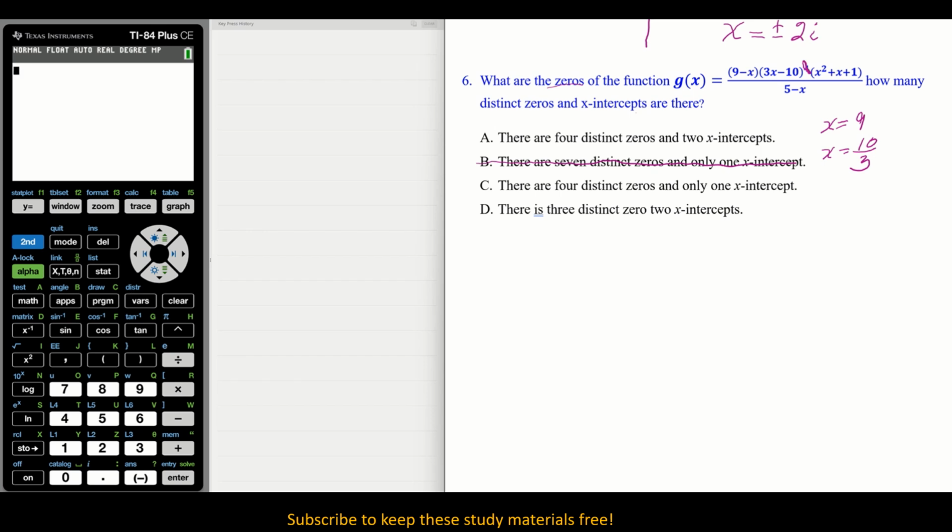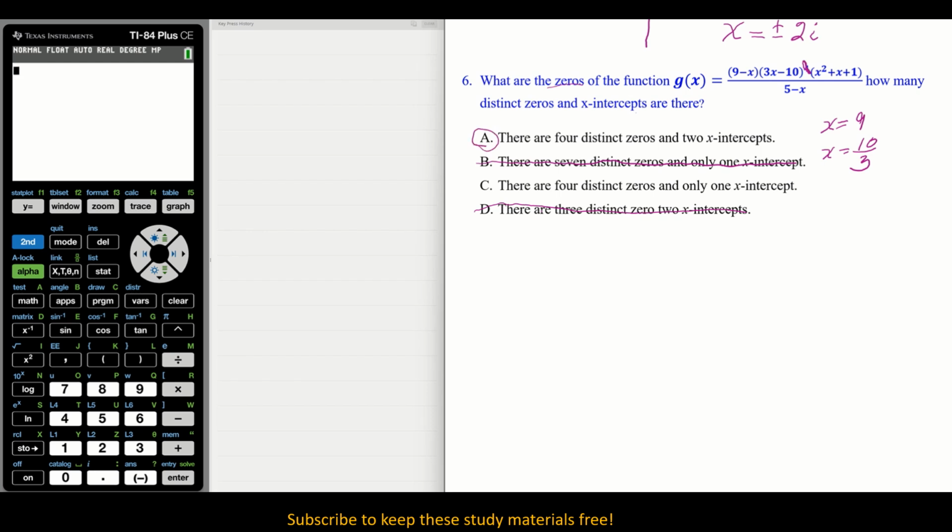And it can't be 3, okay, and I see a typo there. I'll go ahead and change that. Uh-oh, let's go back. Okay. So there is 3. Even though that isn't the right question, let's type in the right thing. But that's not it. So it's going to be either A or C. There are 4 distinct zeros and 2 x-intercepts. Yes, I agree with A.